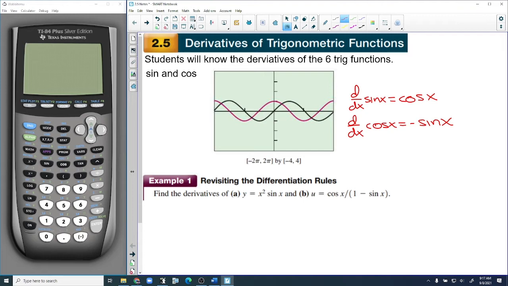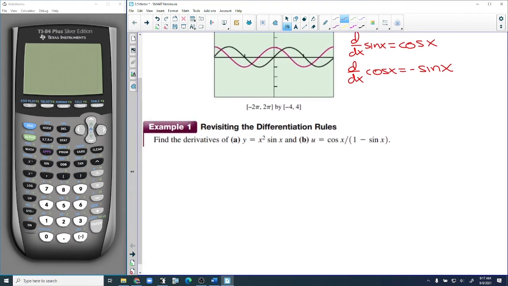So we're going to practice some problems using those two facts for a little bit, and then we're going to talk about the rest of the trig functions. So revisiting the differential rules. Find the derivatives of those two. So it says revisiting product rule and quotient rule.